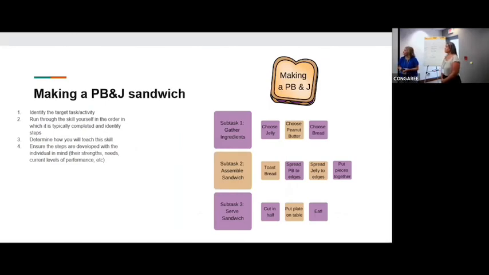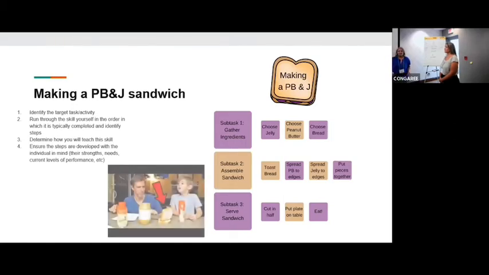This was just an example of making a sandwich. Kind of like Diane said, for one student the first subtask might just be all of these: gather ingredients, assemble sandwich, serve sandwich. Your other learner might need all this broken down. They might need to know that they have to choose the jelly, choose the peanut butter, choose the bread, and where to choose it from. And then they might need to toast the bread, spread the peanut butter all the way to the edge, spread the jelly, put the pieces together, cut it in half, put it on a plate, and then eat it. I think we have a video for this one.